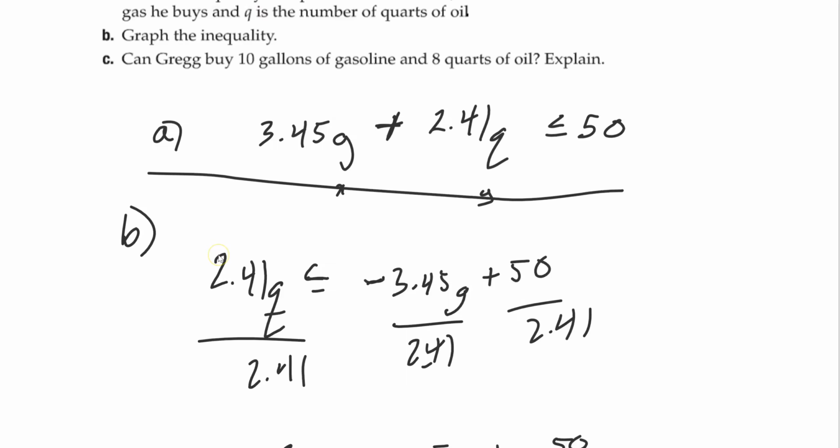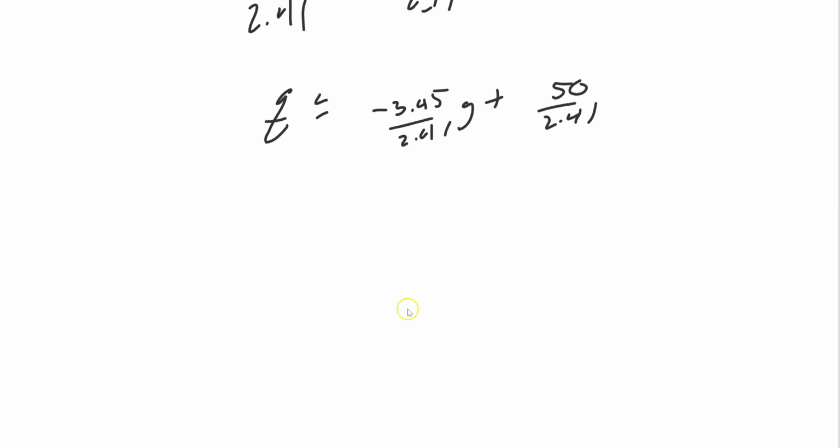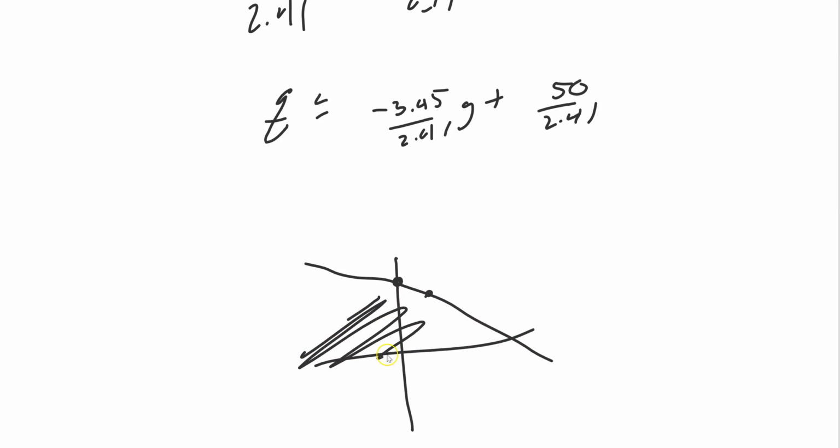They want me to graph it, so just graph like normal. Go there first. That's about like 20-ish. There somewhere. Slope of that, I'm going to go down 3 over 2. You get this. Less than, so shade below.